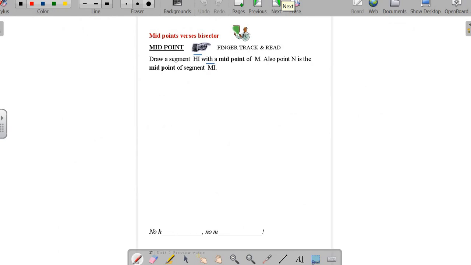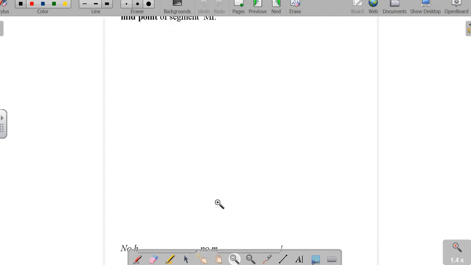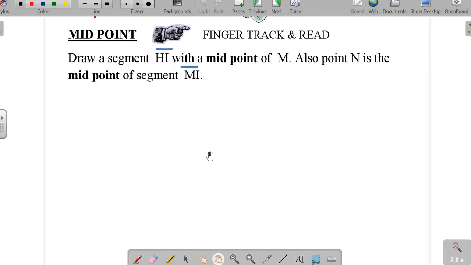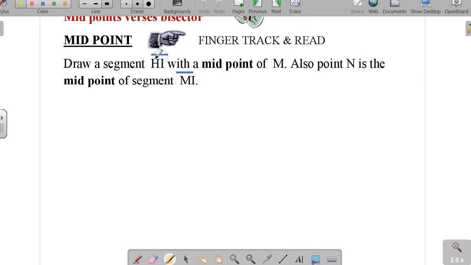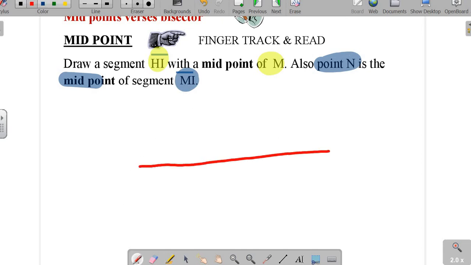Midpoint versus bisector. We're going to learn to draw midpoints. It says draw a segment HI with a midpoint of M. Also, point N is the midpoint of MI. One step at a time. We have a segment HI. It has a midpoint of M.